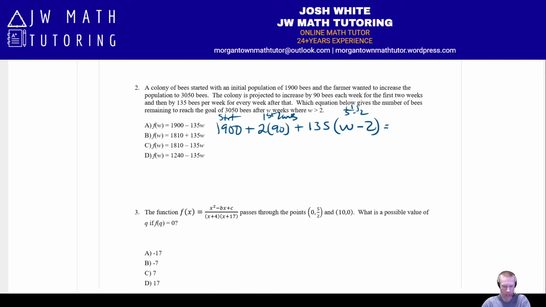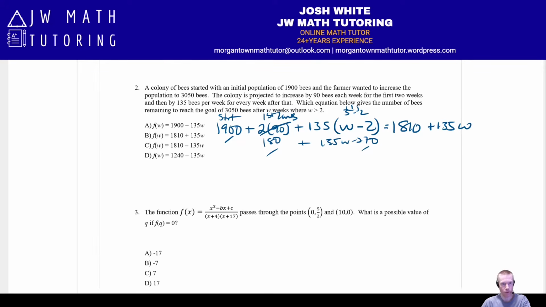So now you go ahead and this is 180, this becomes 135W minus 270. You combine this all together, 1900 plus 180 minus 270, it becomes 1810 plus 135W. So again, that is the total number of bees that you have.